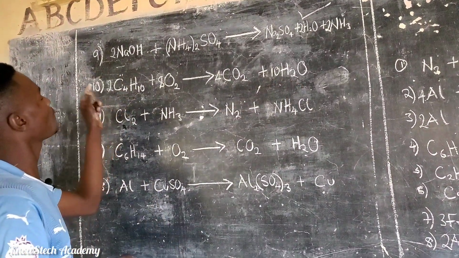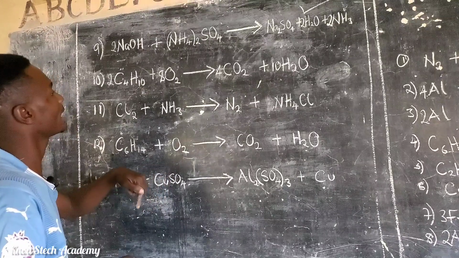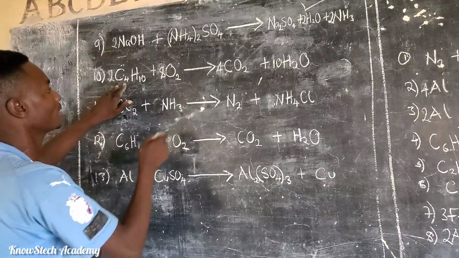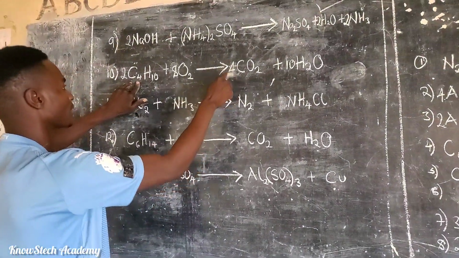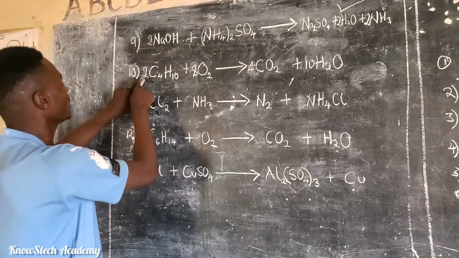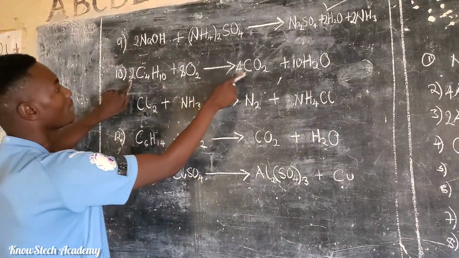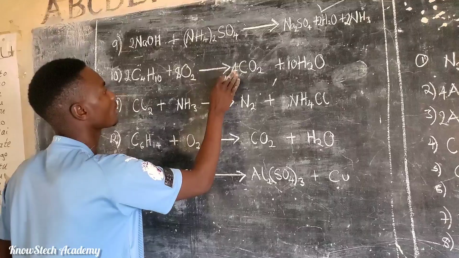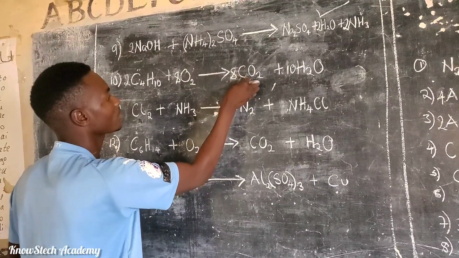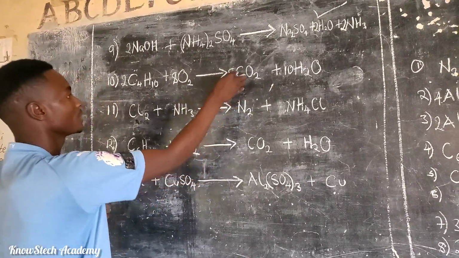But oxygen and carbon have been affected. So let's start with carbon first. Carbon here is 4. So I'm going to change this one to 8, because we only have 1 here. So 8.